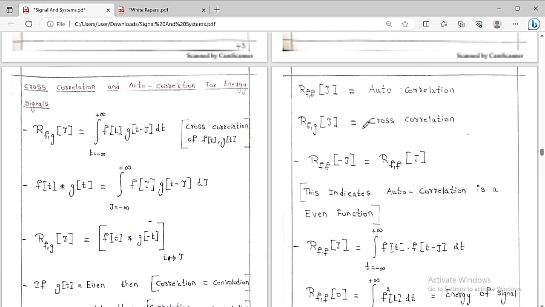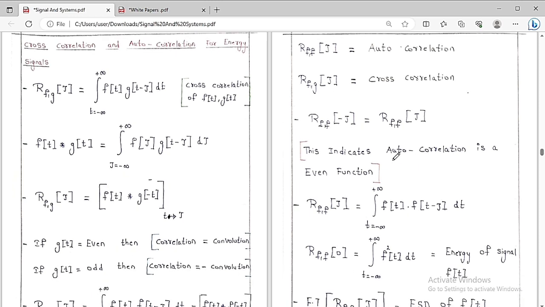So basically now let's go for the autocorrelation. You can see it is an even function. Autocorrelation is basically an even function. So R_f of minus tau is equal to R_f of tau, because this indicates that autocorrelation is an even function. So always the autocorrelation is an even function, and because of that, plus tau and minus tau are always equal. Therefore we can say that R_f of minus tau is always equal to R_f of plus tau.